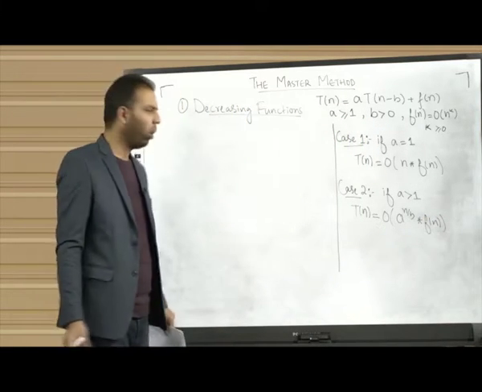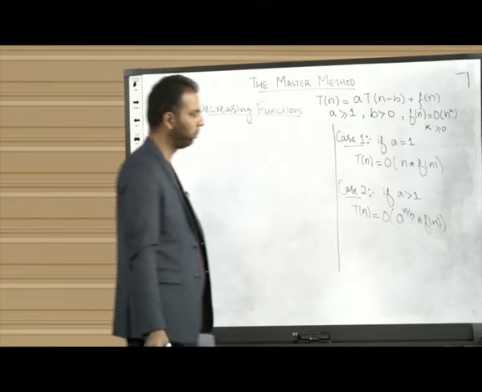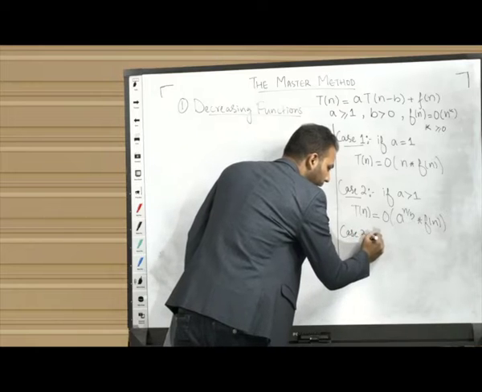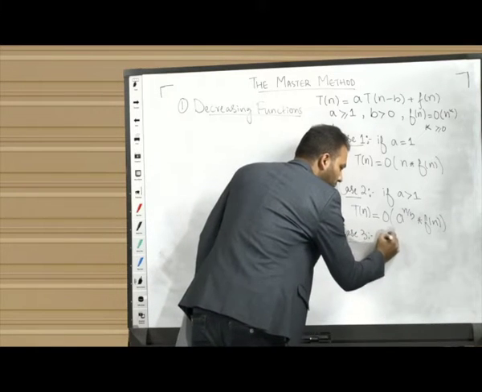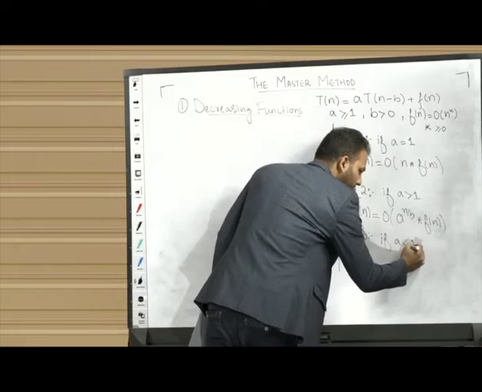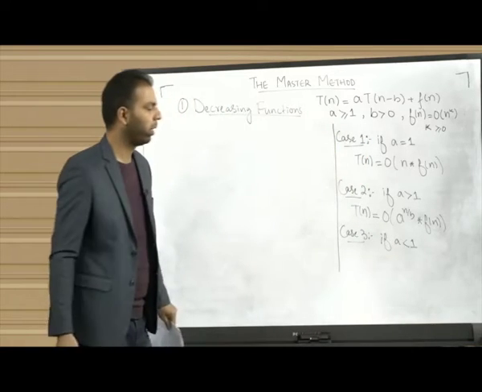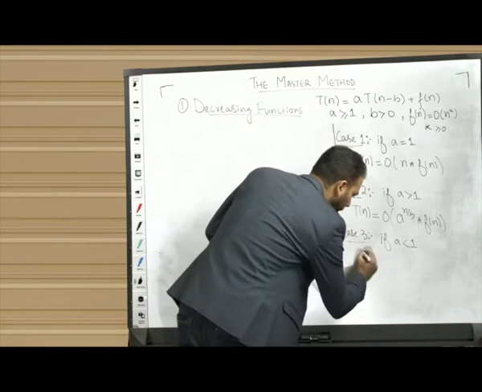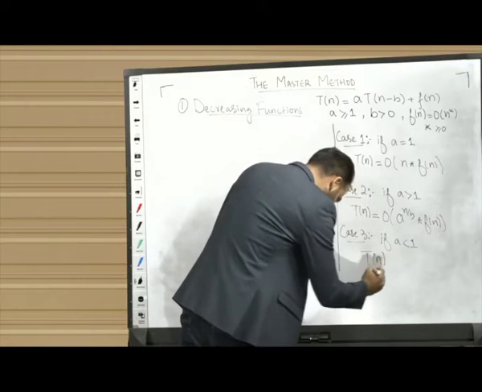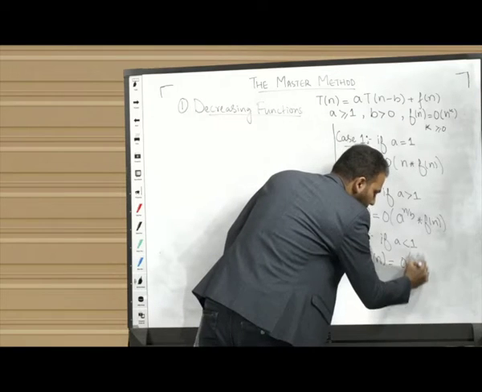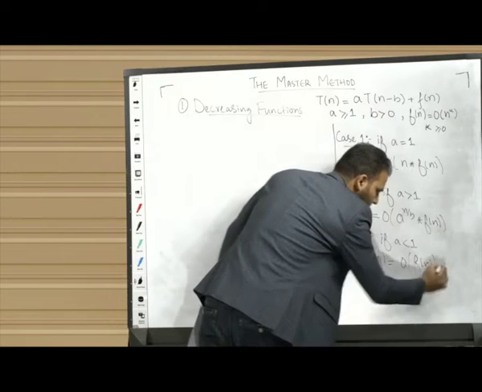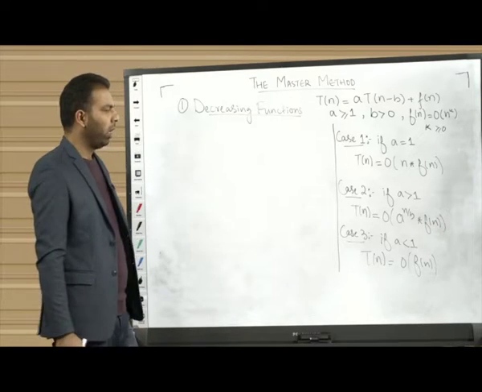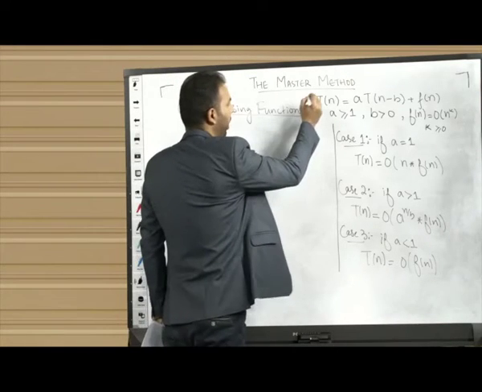We also have a third case here, but we don't use that much, but I'll still write it here. That is, if your A is less than 1. That's not a very common case, so anyways we'll just write it down here. Then your T(n) will be simply order of f(n).